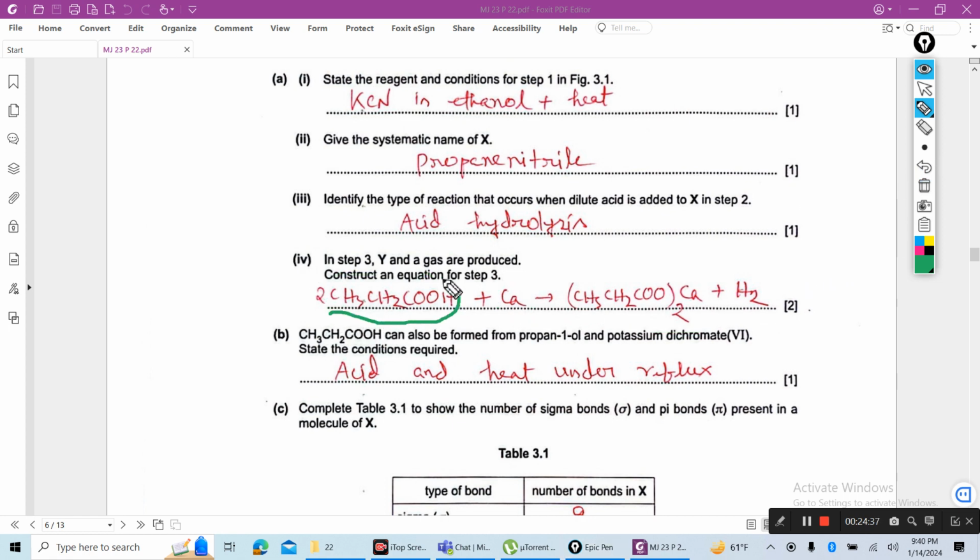Carboxylic acid, 3 carbon propanoic acid reacts with calcium to produce calcium propanoate plus hydrogen. In this reaction you will observe fizzing, hydrogen gas or bubbles of gas, effervescence. Also you can observe solid calcium dissolves, disappears. These will be 2 observations.